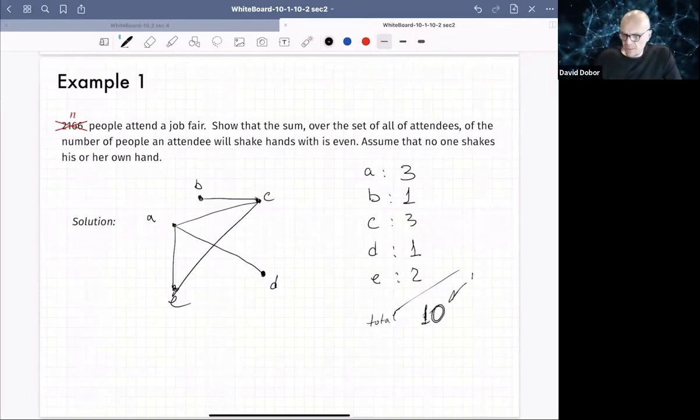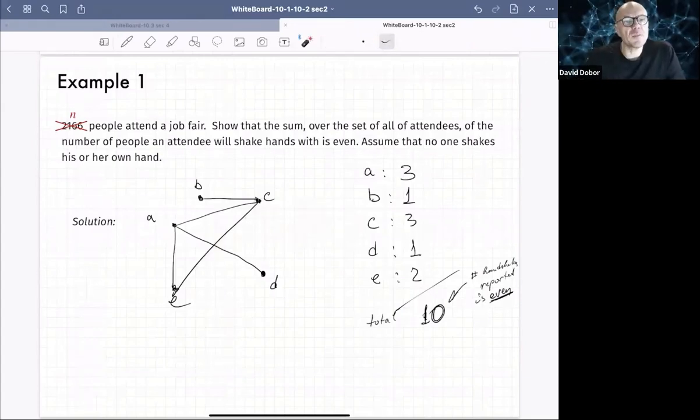So the number of handshakes reported is even. So what I'd like you to help me prove is that this holds in general. See why it should be true that this total number here that the host registers when he asks people for their number, the number of people they shook hands with, is going to be even.